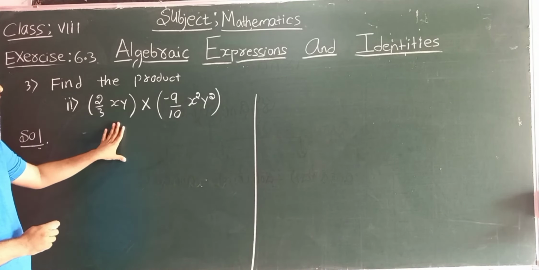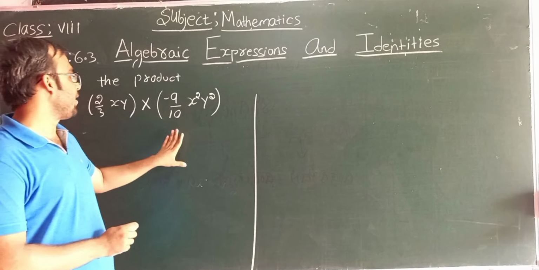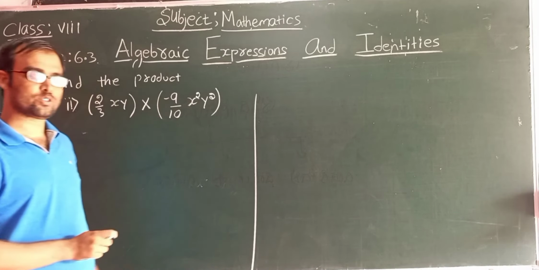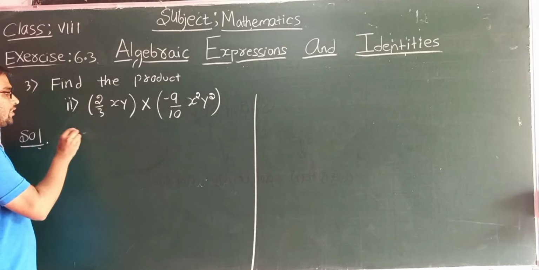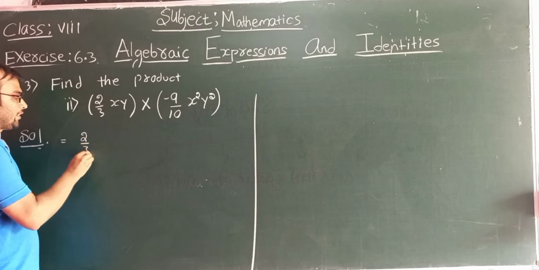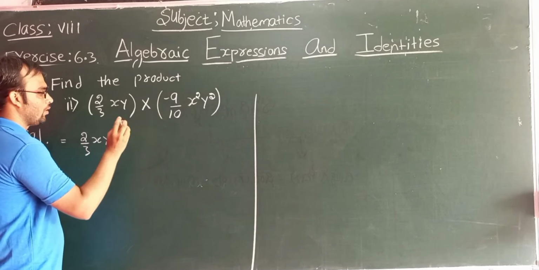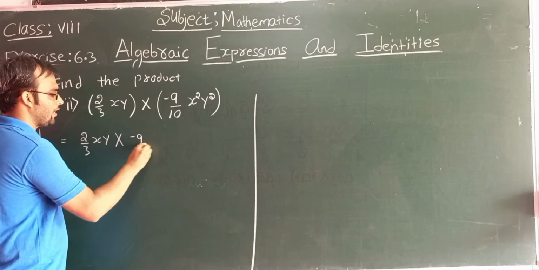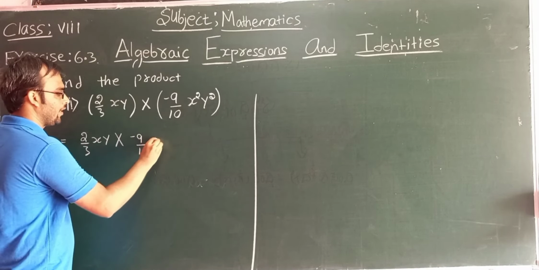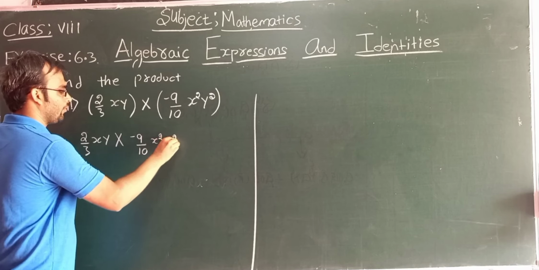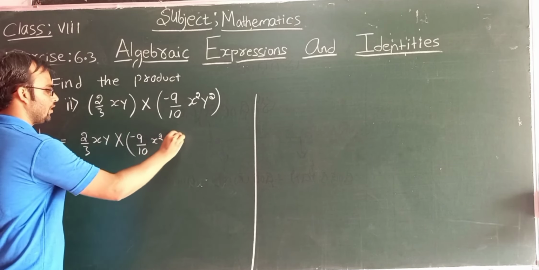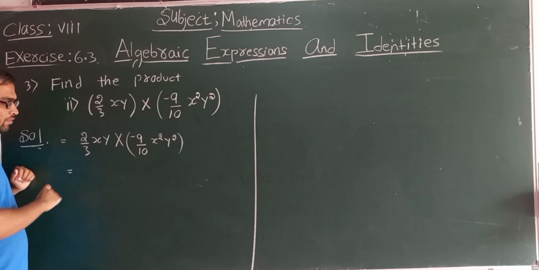2 by 3 xy into minus 9 by 10 x square y square. Okay, so here first write like this. So 2 by 3 xy into minus 9 by 10 x square y square. Okay, so we can put this in bracket. Now students, we will rewrite it.